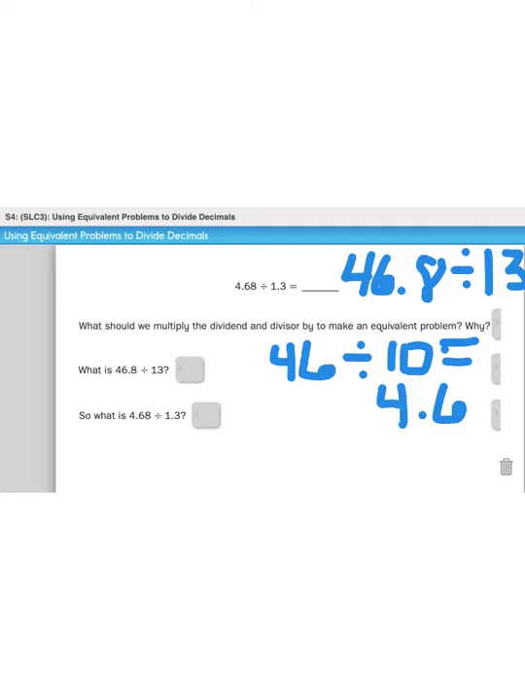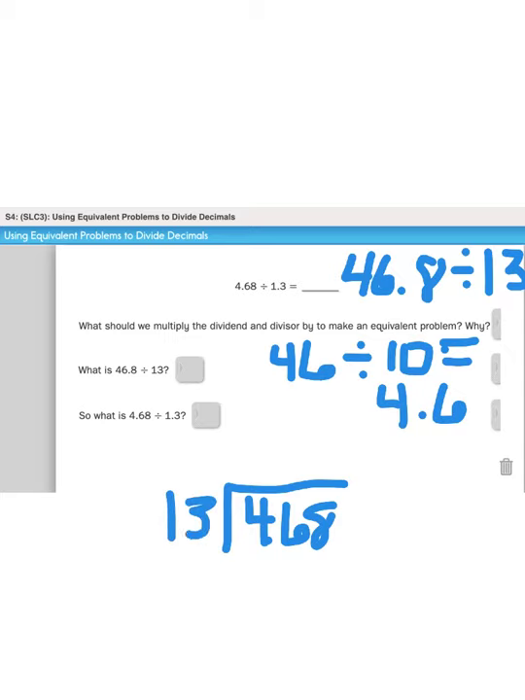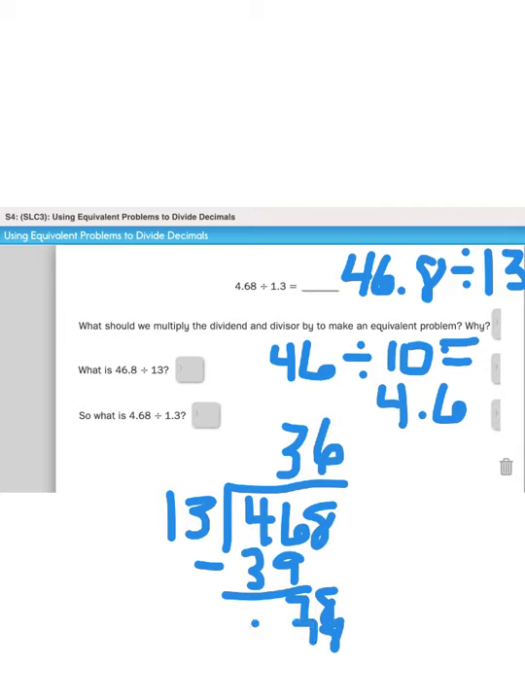Now, we divide as if 46.8 were a whole number, so 468 divided by 13. This is how we were doing these problems before. We're going to find that 13 goes into 46 3 times. It's 39. We're going to subtract. 7, 78. That is going to be 6, 18, 78. So our answer is going to be 36.